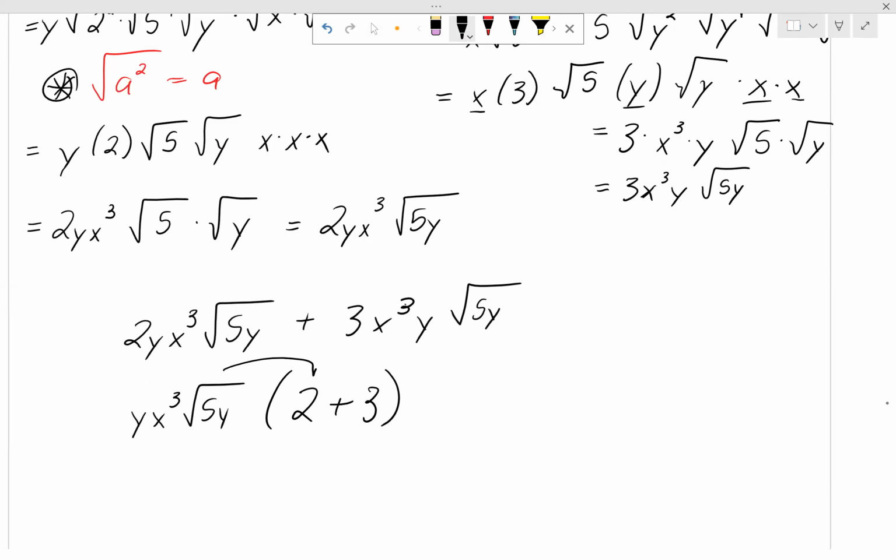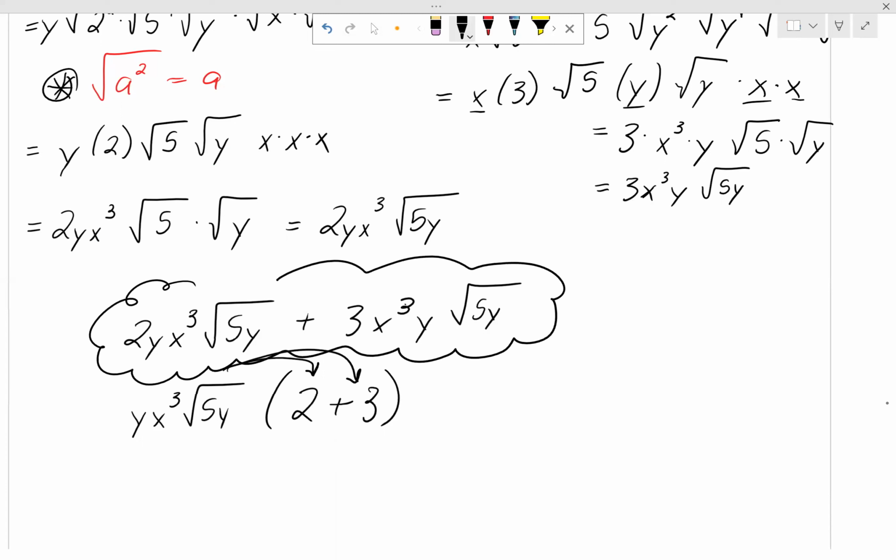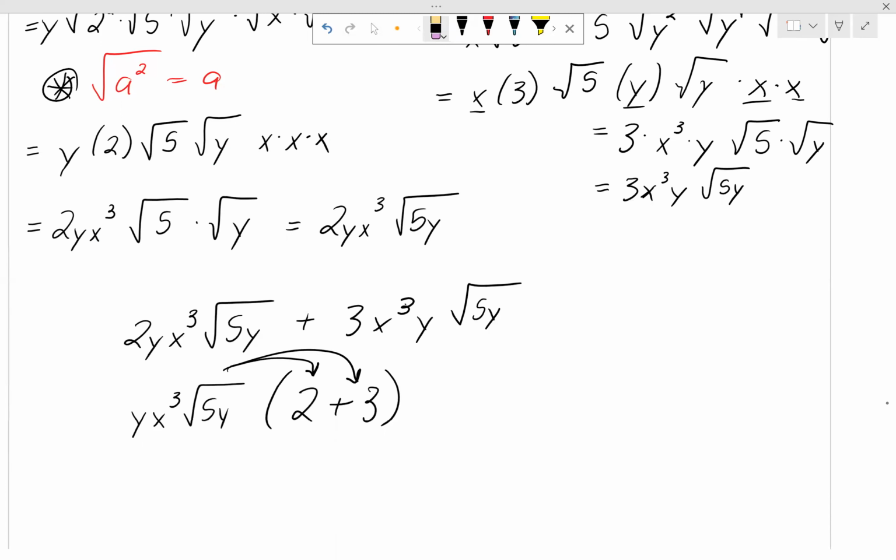And I can distribute these to both of these, and I would get back this expression that I'm putting a cloud around. I can distribute and get back, so they're equal. 2 plus 3 is 5, so I get 5y x cubed square root of 5y. And that is my final answer.